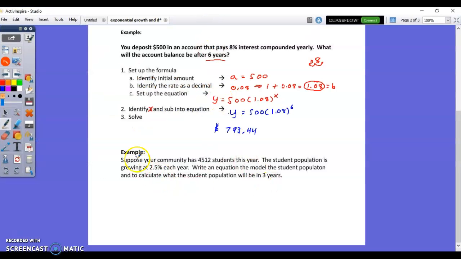All right, so for this example, suppose your community has 4,512 students this year. The student population is growing, and growing is telling us that it's going to be an increase. So that's where that 1 plus comes in.